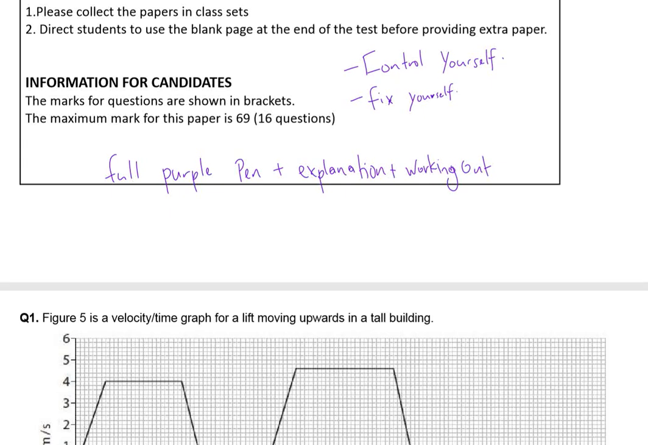Make sure that you control yourself and fix yourself, and in order to fix yourself you need to do full power pen, with full explanations and full working outs. You want to understand what you did wrong and how to fix it. Any question that we need to explain, any working out, must be done fully in order to count as your full purple pen. Alright, let's get started.